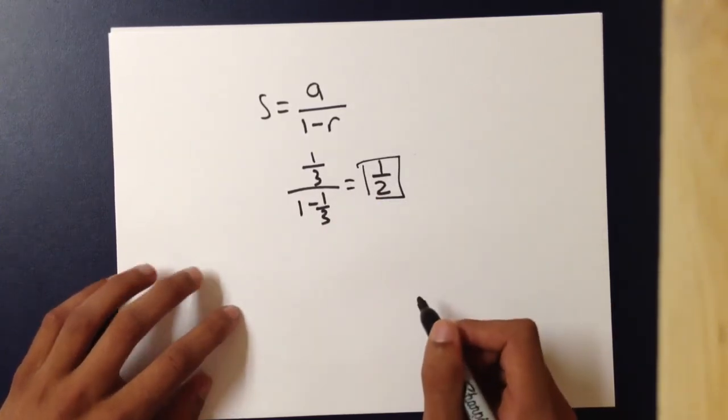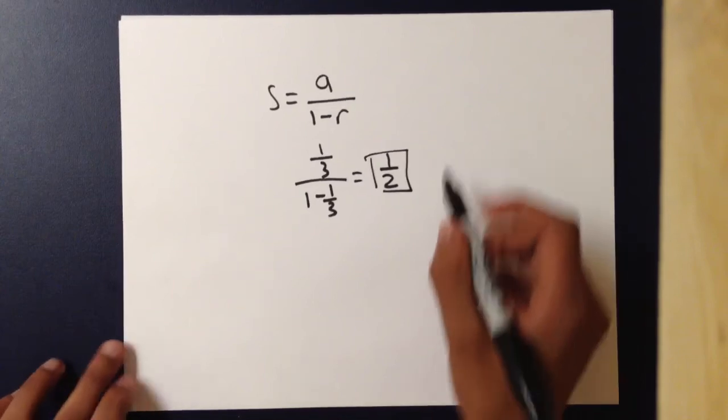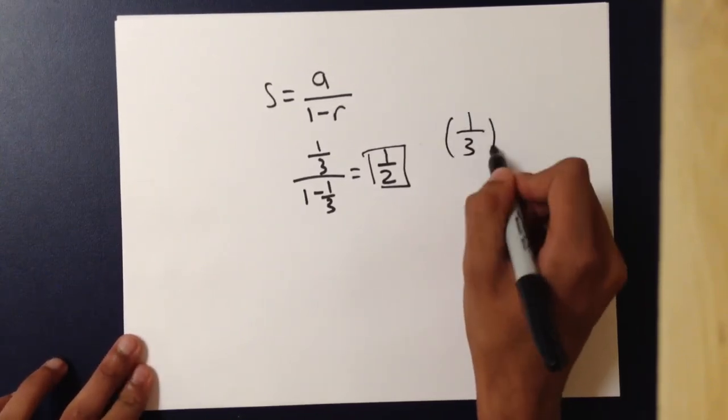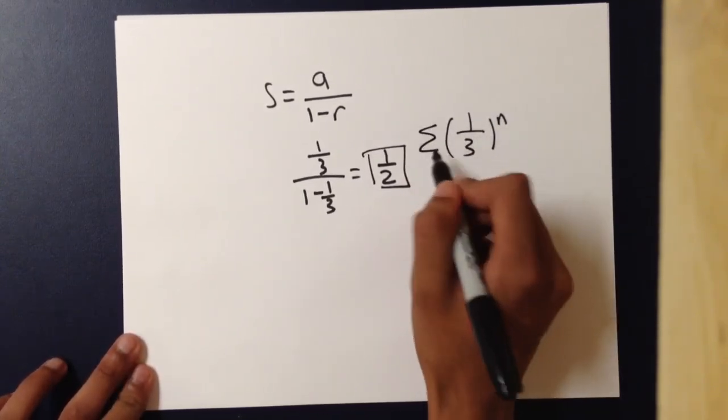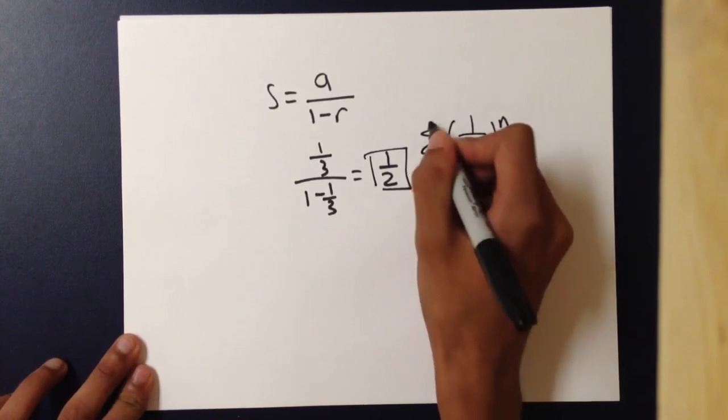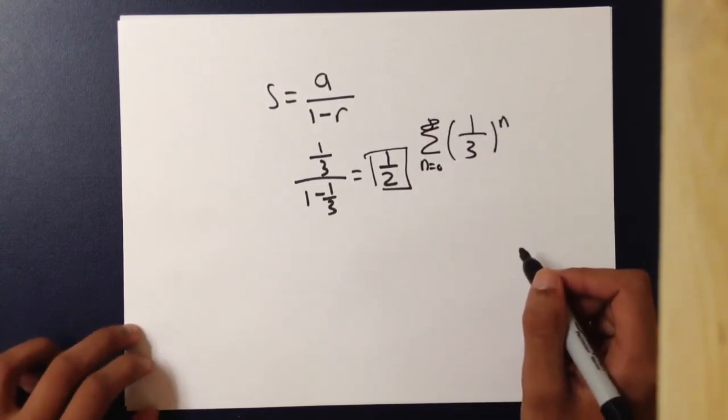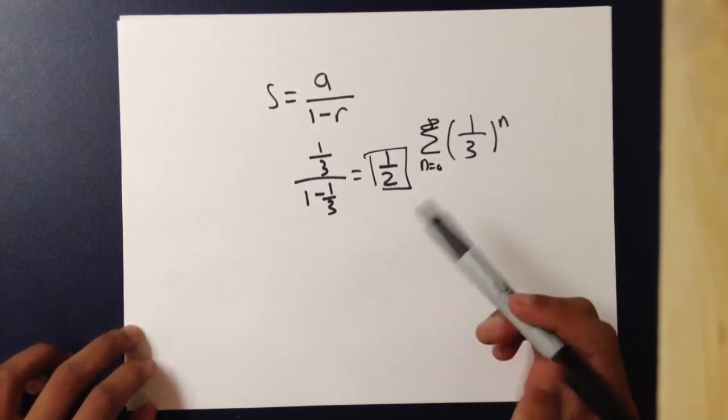That would be the sum of (1/3)^n, the summation of this from n equals 0 to infinity. That's basically all a geometric series is.